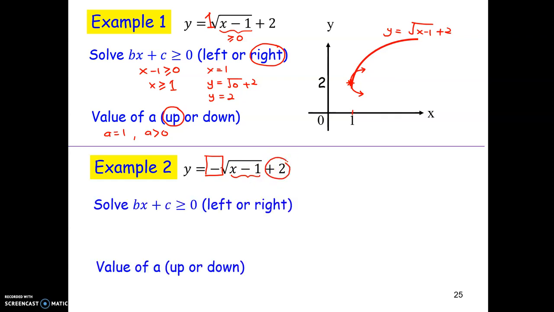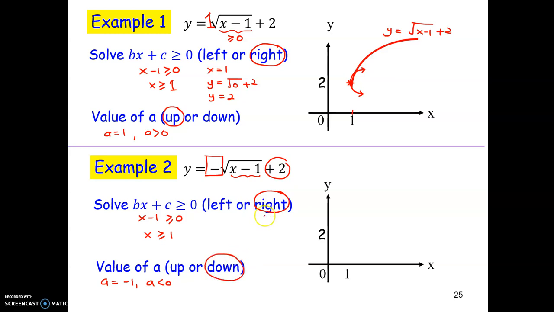So if you go to the first step, this is still x minus 1 greater than or equal to 0. This is x greater than or equal to 1. I know it again must be going to the right hand side. But if we check, the value of a is now negative 1. So that means a is less than 0. So it must go downward.